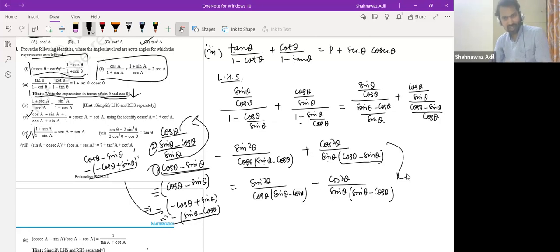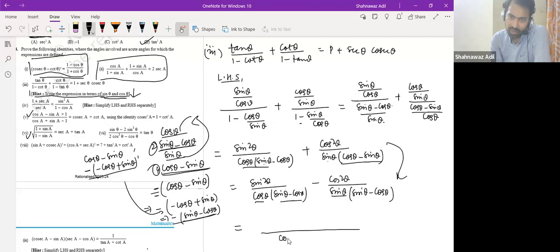Okay, now we can take the LCM, right? So we have this one, and this same one. So LCM would be how much? LCM would be cos theta and sine theta and sine theta minus cos theta. This is the LCM. Okay, what would be in the numerator? Tell me guys, what would be in the numerator?